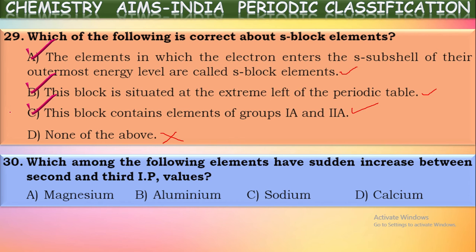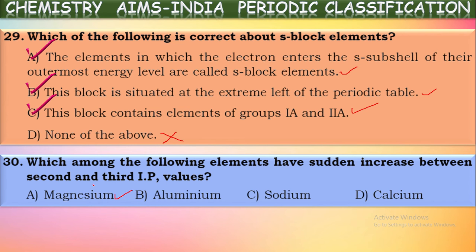When does it happen? When the element has two valence electrons, there will be a sudden increase between the second and third IP values. Now see here, the elements which have two electrons in their valence shell will be the correct answer for this statement. So which element will have two electrons in its valence shell? Generally, second group or second A group elements. See the elements out of these four which belong to second group; that will be the correct answer. See magnesium, it is an alkaline earth metal, a second group element.